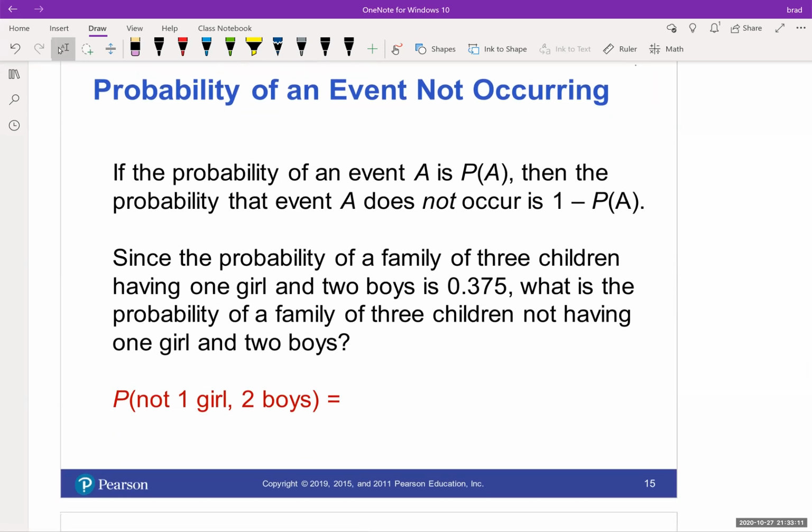Probability of an event not occurring. Okay, so if the probability of event A is P(A), then the probability that event A does not occur is 1 minus the probability of A. In a lot of books, this is called the probability of A bar or A not. So it's saying not A. What's the probability of not A occurring?